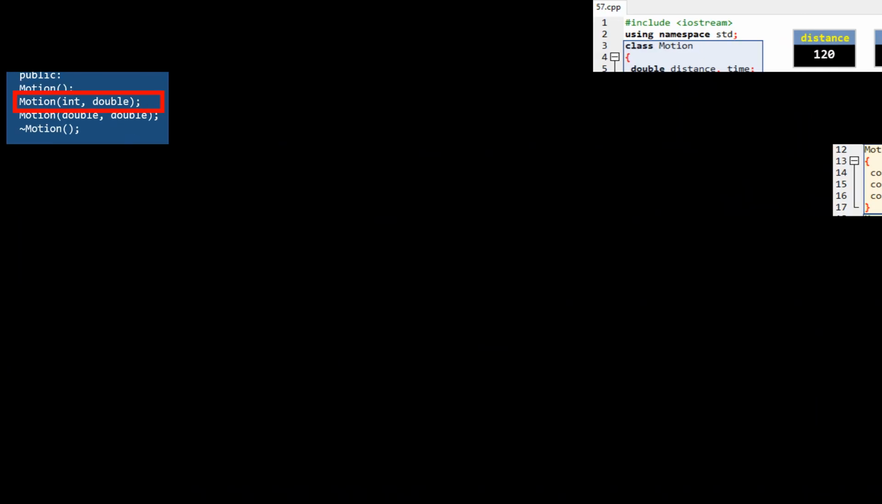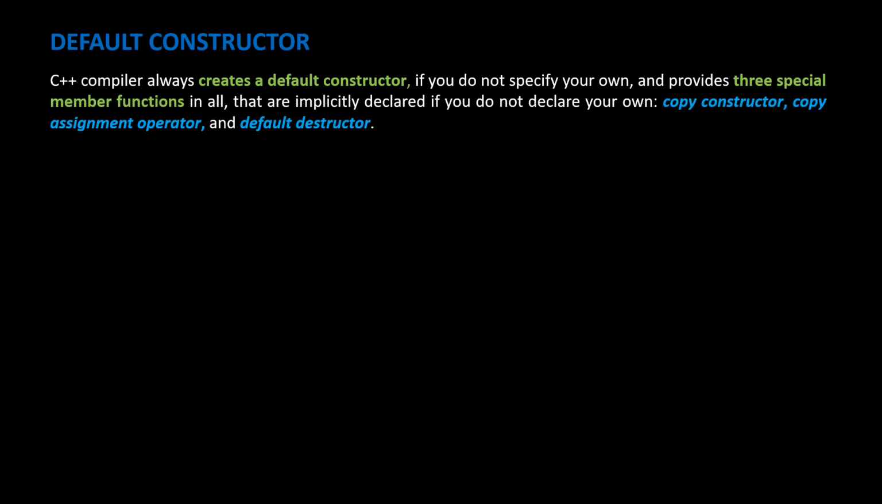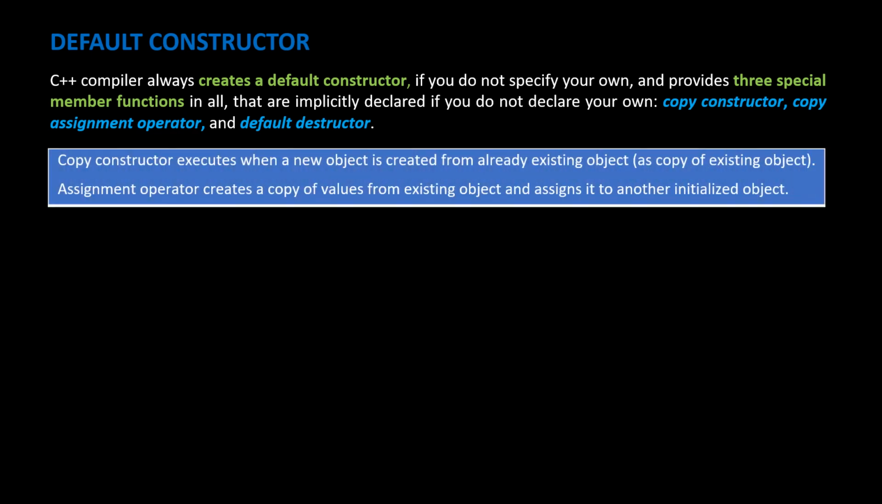Default constructor. The C++ compiler always creates a default constructor if you do not specify your own, and provides 3 special member functions in all that are implicitly declared if you do not declare your own. These 3 are the copy constructor, copy assignment operator, and default destructor. The copy constructor executes when a new object is created from an already existing object, as a copy of the existing object. The assignment operator creates a copy of values from an existing object and assigns it to another initialized object.